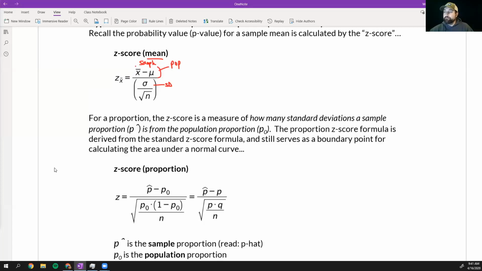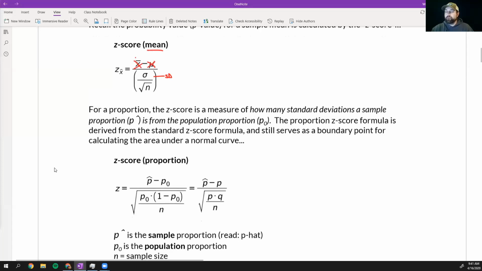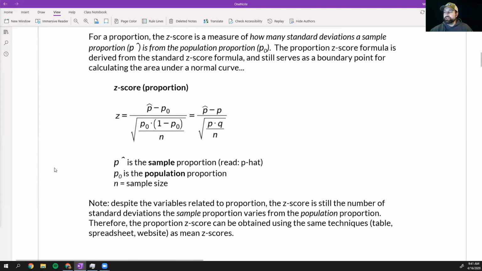Okay, we don't have means. We don't have these values. Instead, we have proportions. So we need a different equation to calculate our z-score. And here is the equation to calculate the z-score for a proportion. So this is the proportion of the sample. So that is this guy. And this is the proportion of the population. And so you're going to find the difference in the proportions of the sample and of the population.